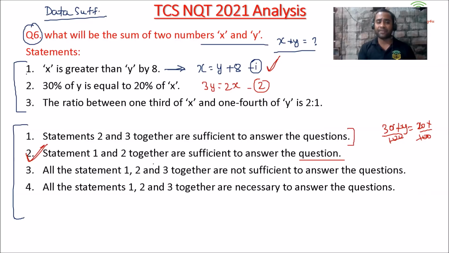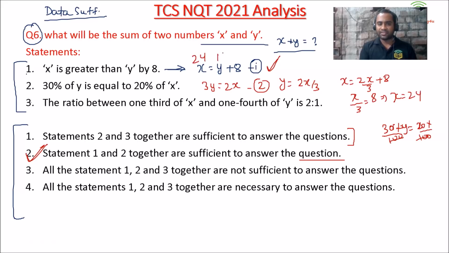Some of you will be thinking, sir, what about 2 and 3? You didn't even check. See, that is not required to check because we got the option with 1 and 2. From there I could write y equals 2x by 3. So y will be equal to 2x by 3. So x equals 2x by 3 plus 8. This is not required, I am unnecessarily doing it for you. So x will be equal to 24. If x is 24, then y will be 16. 16 plus 8 is 24. They're asking the sum. So the sum will be 40, right? 24 plus 16 is 40.